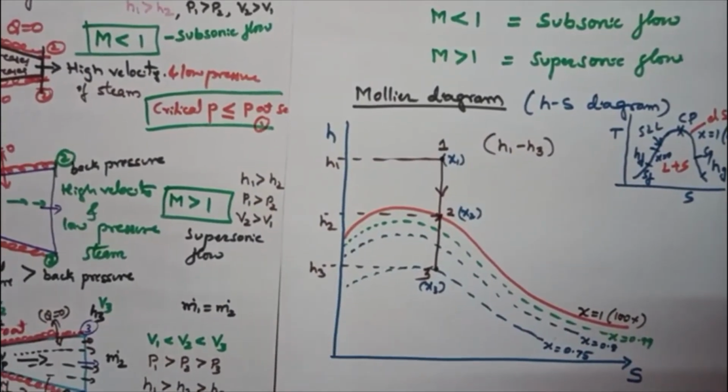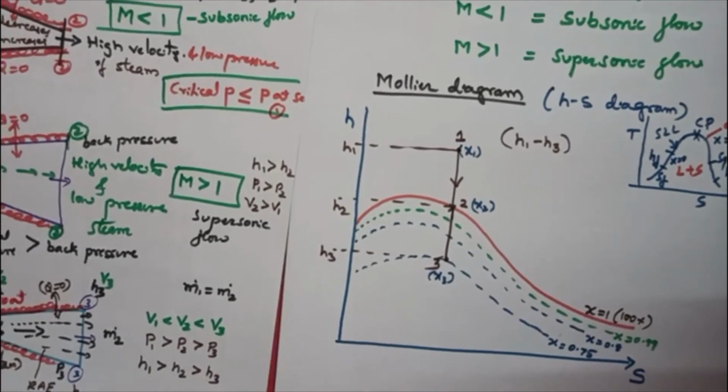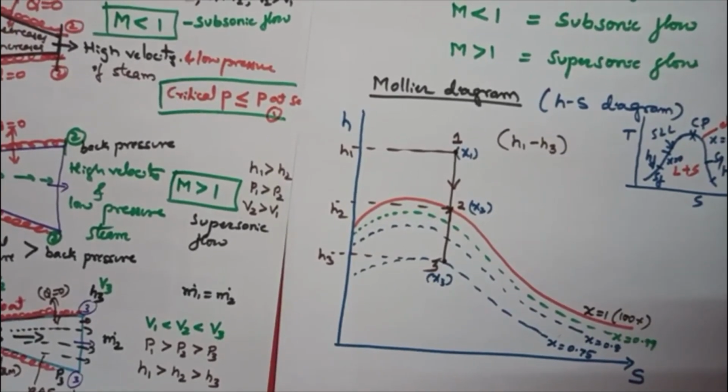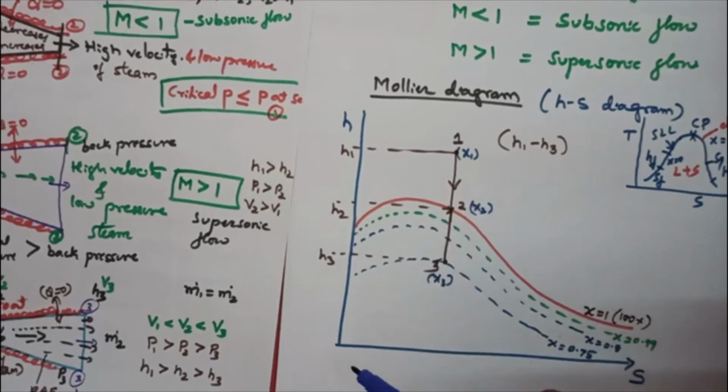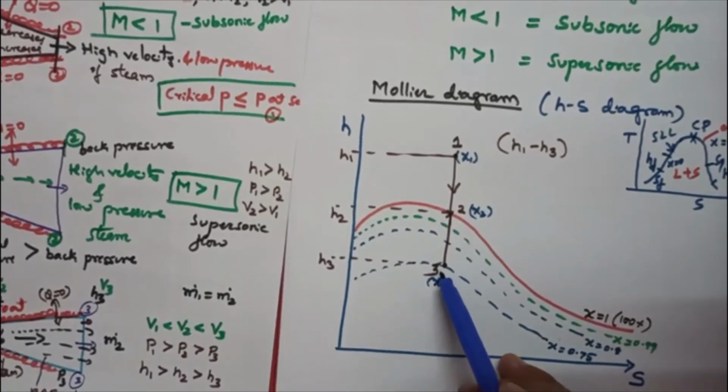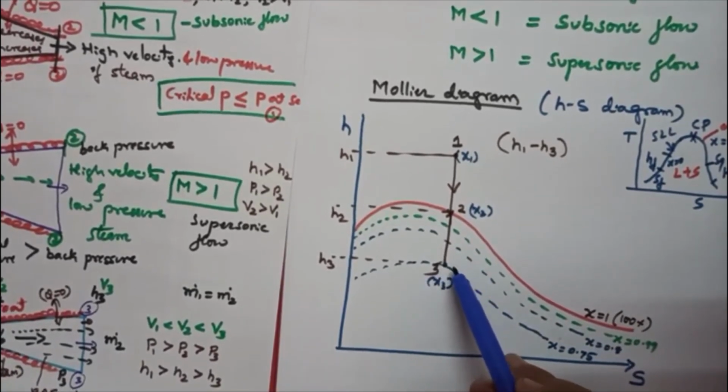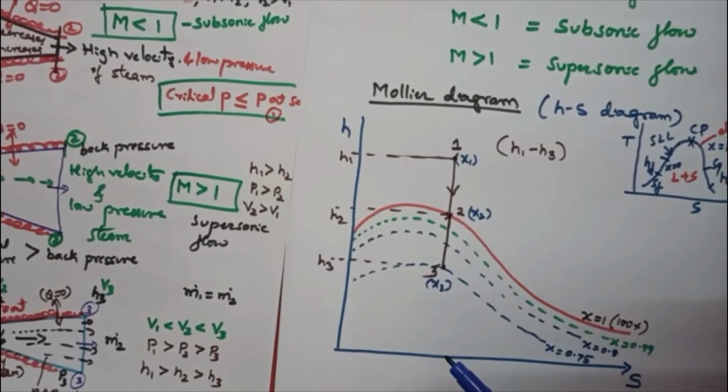So if you consider the friction in the nozzle between the fluid and the surface of the nozzle, then what type of process, how the value of enthalpy will be changing, whether enthalpy is increasing or decreasing, that we will discuss in the next topic.